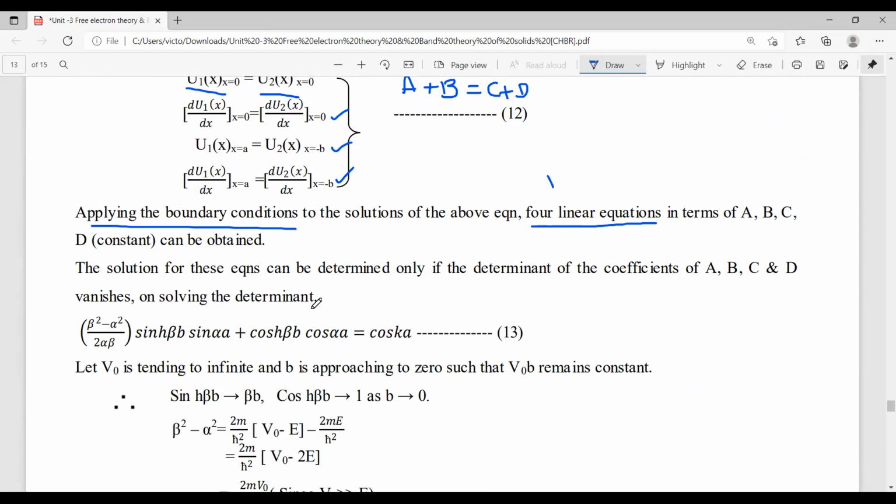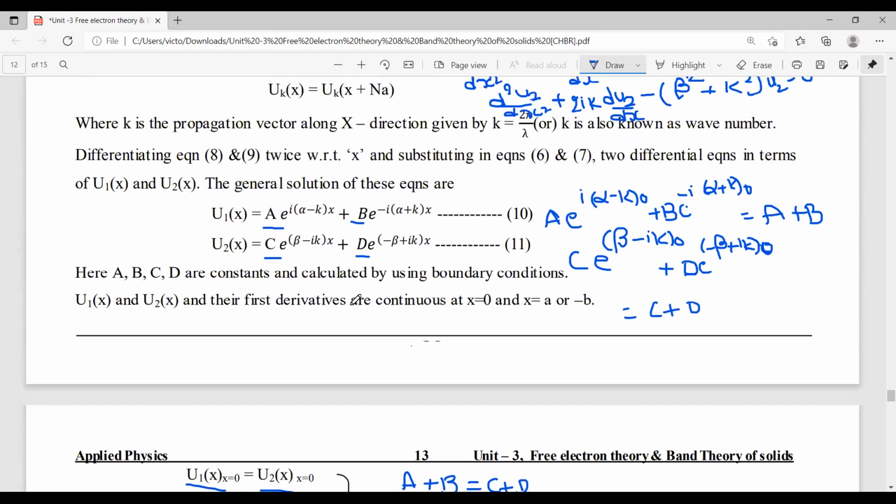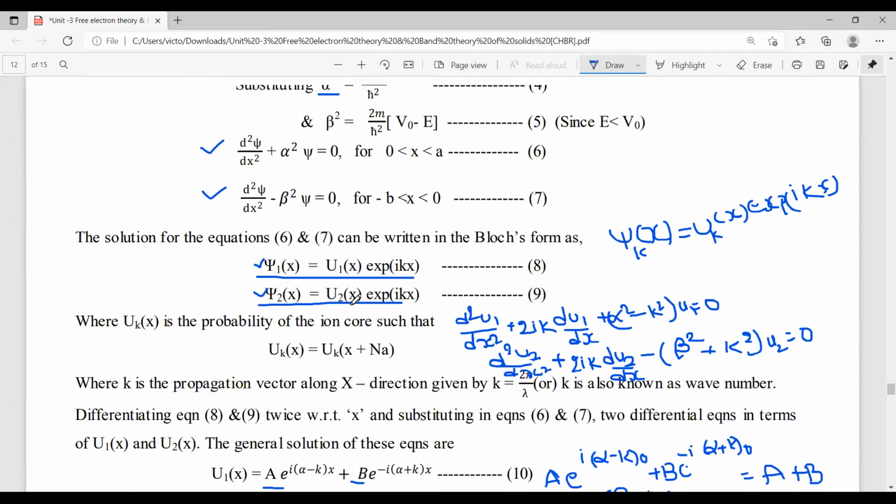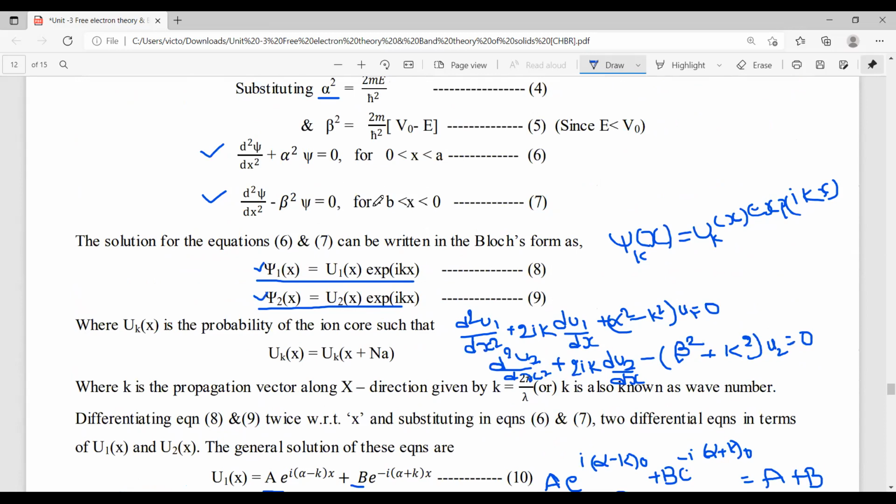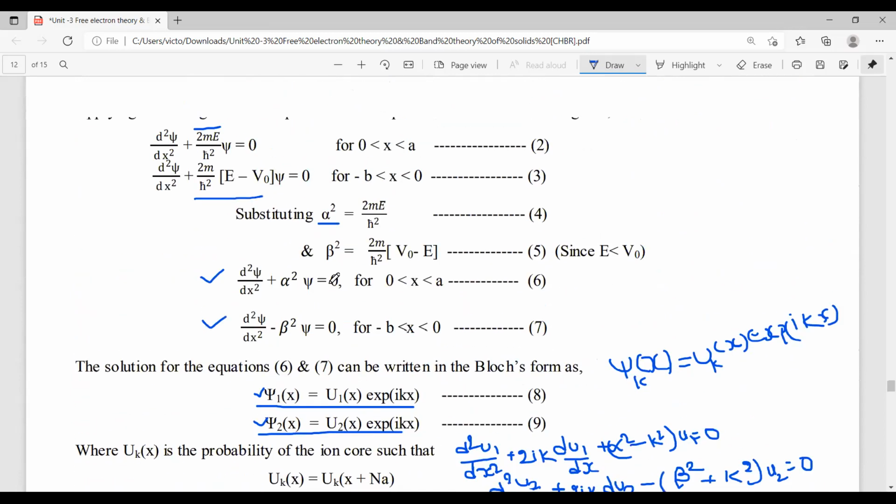So the process of finding the solution of the Schrodinger wave equation is somewhat difficult. So once again, I repeat the process.